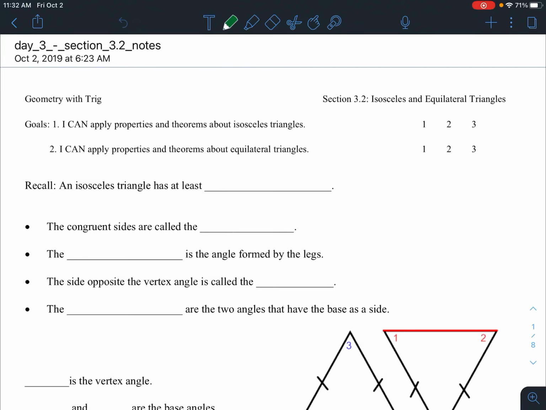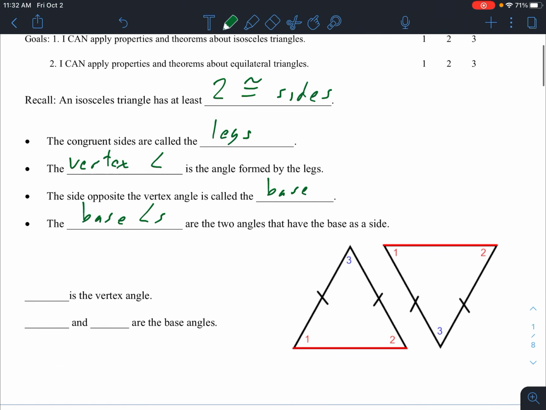Section 3.2, we're going to focus on isosceles and equilateral triangles. Let's start by recalling that an isosceles triangle has at least two congruent sides. Those congruent sides are called the legs, and the vertex angle is the angle that is formed by the legs. The side across from the vertex is called the base, and the base angles are the two angles that have the base as the side.